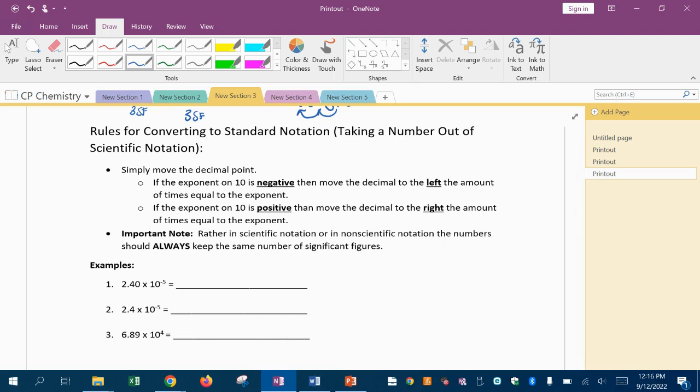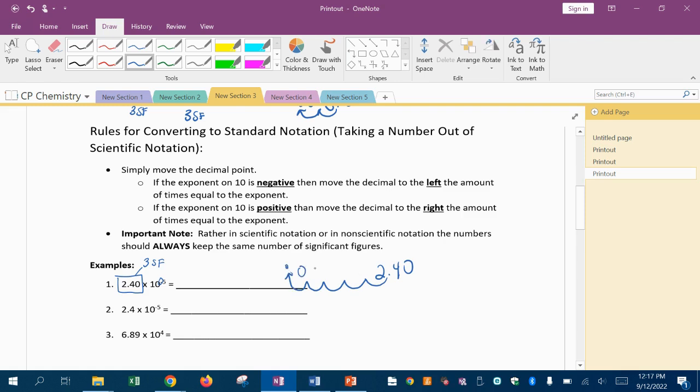When it's in scientific notation and counting significant figures, remember we just look at the beginning number before times 10. So 2.40 has three significant figures, so we're going to make sure we have three. Notice we're moving it to the left because it's a negative, to the negative fifth power. So there's a negative sign right there. So I have 2.40. I'm going to move it left 5 times. So 1, 2, 3, 4, 5. So here's my new decimal point.